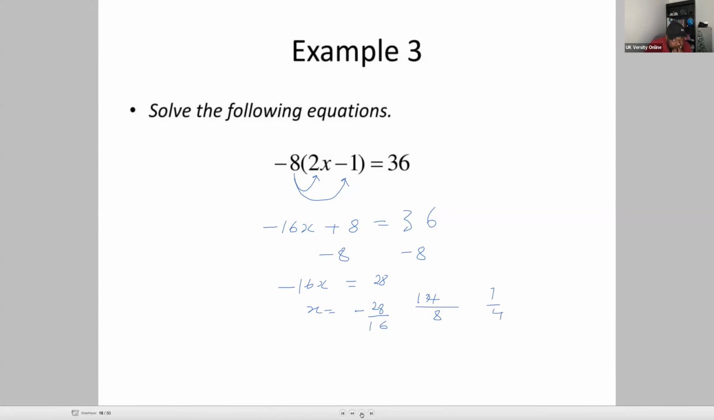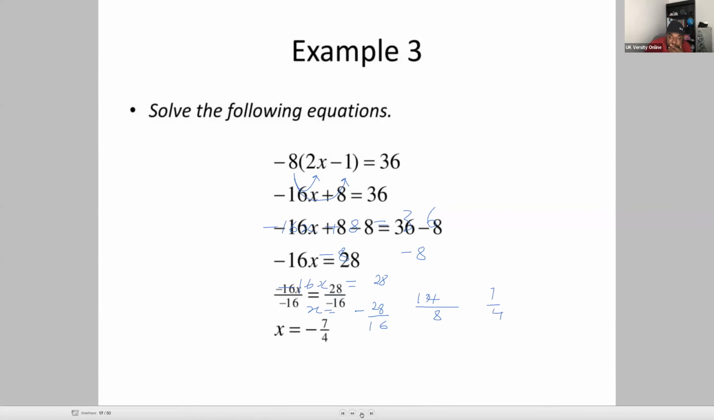So 7 over 4. Can you see? Minus 7 over 4. That is it. A lot of people used to do trial and error, but like I told you, it's not really good. It's better for you to solve this once and for all, so you can be sure of your answer.